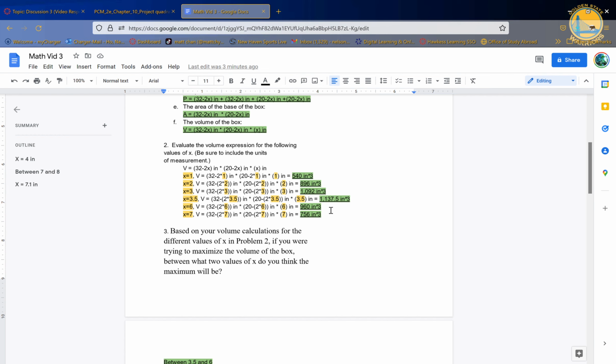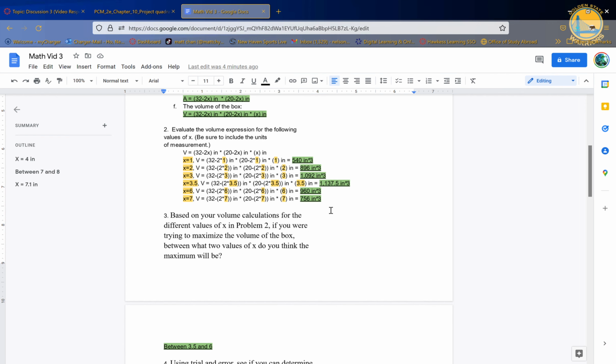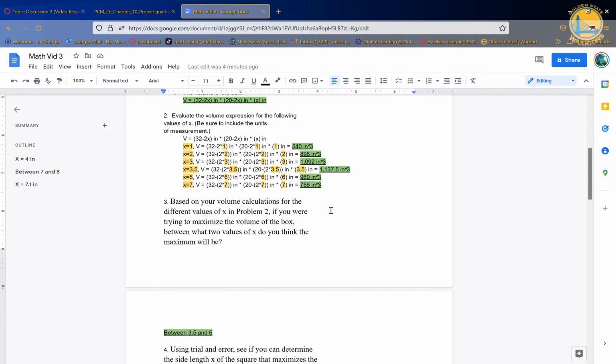Now, based on your volume calculations for the different values of x in problem 2, if you're trying to maximize the volume of the box, between what two values of x do you think the maximum will be? So, I would say between 3.5 and 6. Why is that? It's because we can clearly see from 1 to 3 to 3.5, it's constantly increasing the volume, the size. It hasn't hit its maximum yet. But sometime between 3.5 and 6, it actually started decreasing. That means it hit its maximum somewhere between those two numbers.